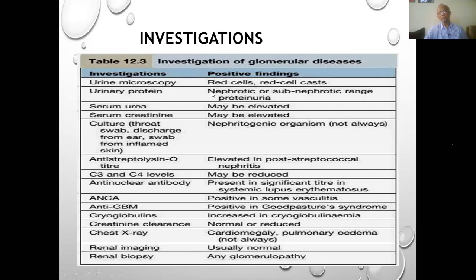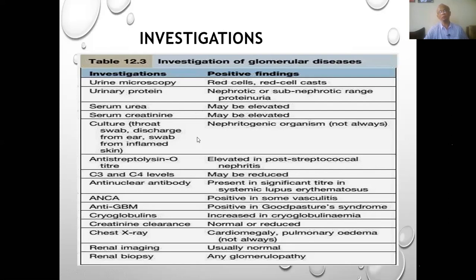The primary investigation is the urine routine examination. What will you get? As I mentioned, you will get RBCs and red cell casts, and also granular casts. When you do the urine examination for protein, you will get either nephritic or nephrotic range proteinuria. And in the renal function test, the serum urea and creatinine will be elevated.